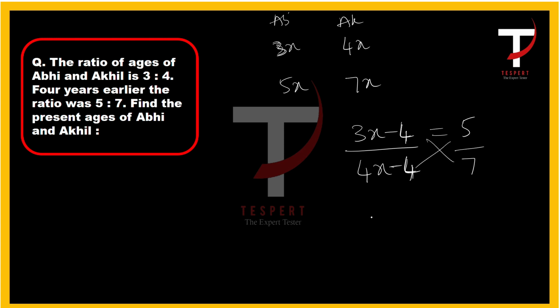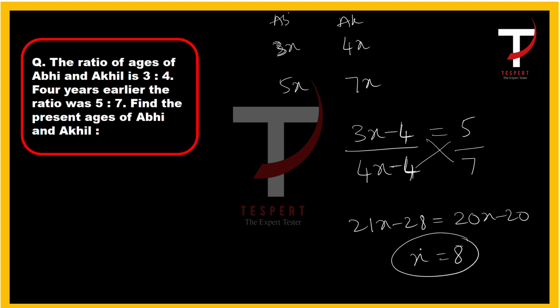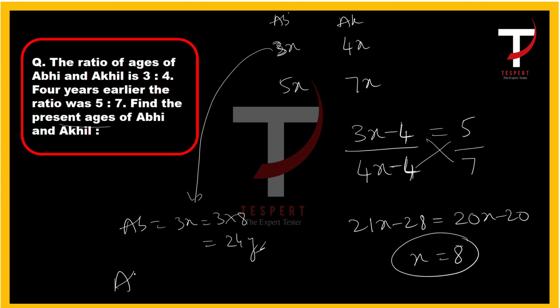So cross multiply, we will get 21x minus 28, which is equal to 20x minus 20. So x will be equal to 8. If x is 8, find the present ages of Abhi and Akhil. So these are the present ages. So age of Abhi will be equal to 3x, that is equal to 3 into 8, 24 years, and Akhil, it will be 7 into 8, that is 32 years, right?